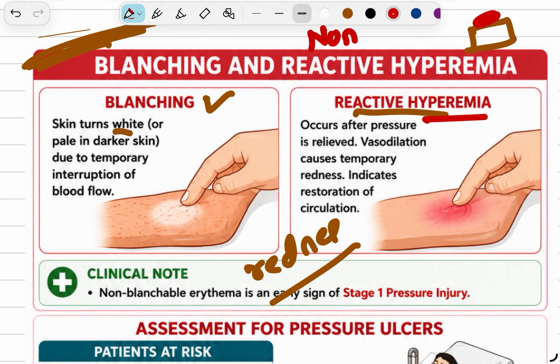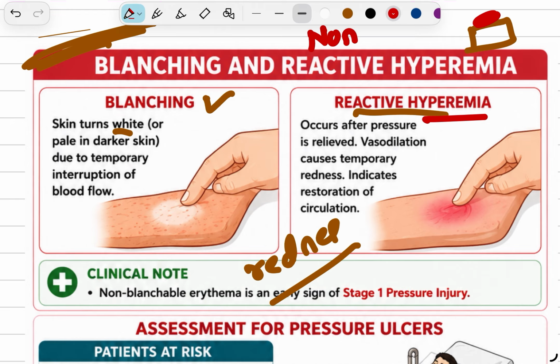So if it becomes red immediately, then we can call it reactive hyperemia. Suppose you are pressing, and after leaving, the overall skin will get refilled again, the red will refill again. That is the rushing of blood to the site after the pressure that you applied is relieved. When you relieve the pressure from the site, the blood rushes into that site. That is called reactive hyperemia. Are you understanding?